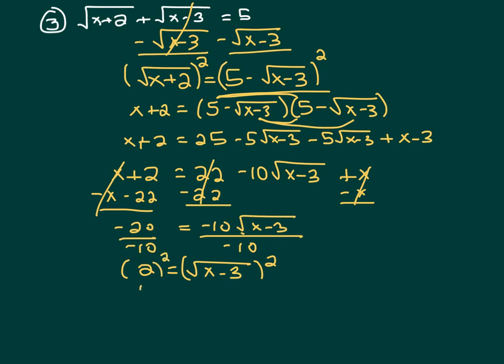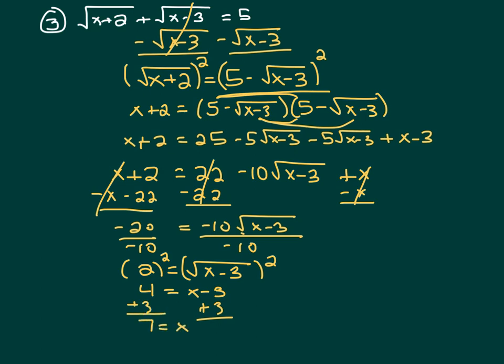So that leaves us with 4 equals, well again, since a square root and a square cancel each other out, we're just left with an x minus 3 on the right-hand side. To get x by itself, just add 3. All right, so it leaves us with x is equal to 7.